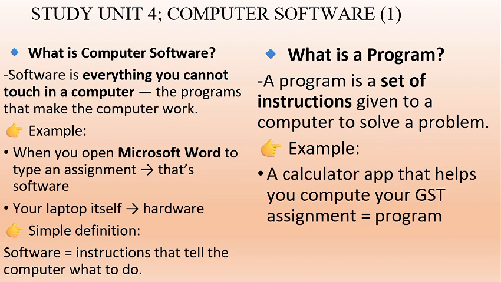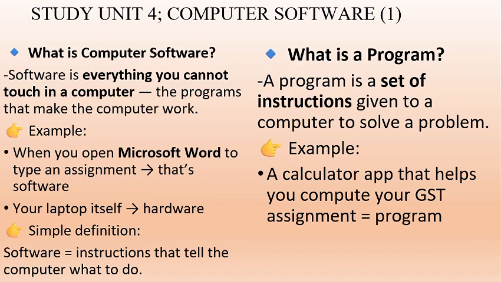An example is when you open Microsoft Word to type an assignment, that is the software. You open your computer, you click on Microsoft Word to type out something or to create a table. Microsoft Word is software, although it's classified under application software, because it is something you cannot touch, and at the same time it is a program that makes your computer able to type.